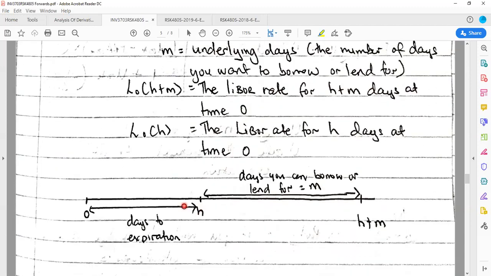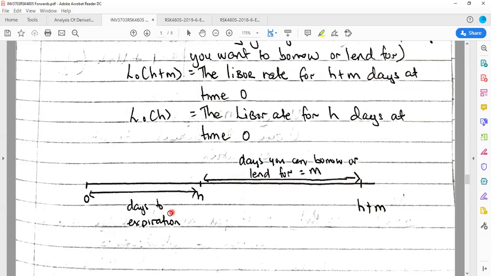So please remember, the thing with forward rate agreements is that you are here today, right? And then you want to wait a certain amount of time, known as the days to expiration. This is H days. And then once you get to H days, you want to borrow or lend a certain amount of money for M days. So everything is going to happen over H plus M days.